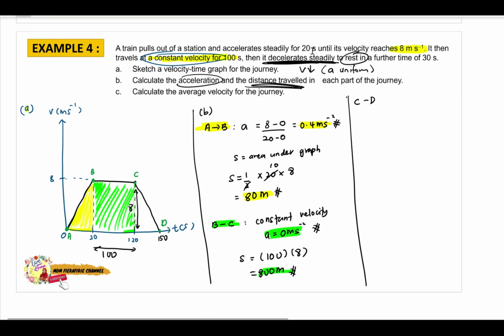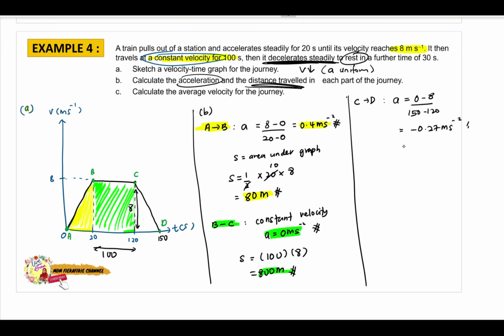Okay, if we look at C to D, it decelerates, right? So the acceleration will be negative. It decelerates, but the velocity value is still in the positive region. That means it is still moving to the right, but this time it decelerates. So its acceleration is still negative. Okay, so I will calculate the acceleration. The acceleration is negative: 0 minus 8 over 150 minus 120. So the answer is negative 0.27 meter per second squared. Okay, so I have the answer.